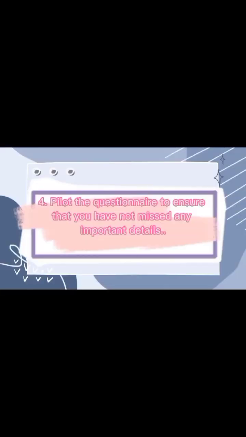Number 3. Ensure confidentiality of the information. Dapat ang mga information dili grabe kalantad. Keep it private lang. Number 4. Pilot the questionnaire to ensure that you have not missed any important details. I-double check jud ang questionnaire para sure.